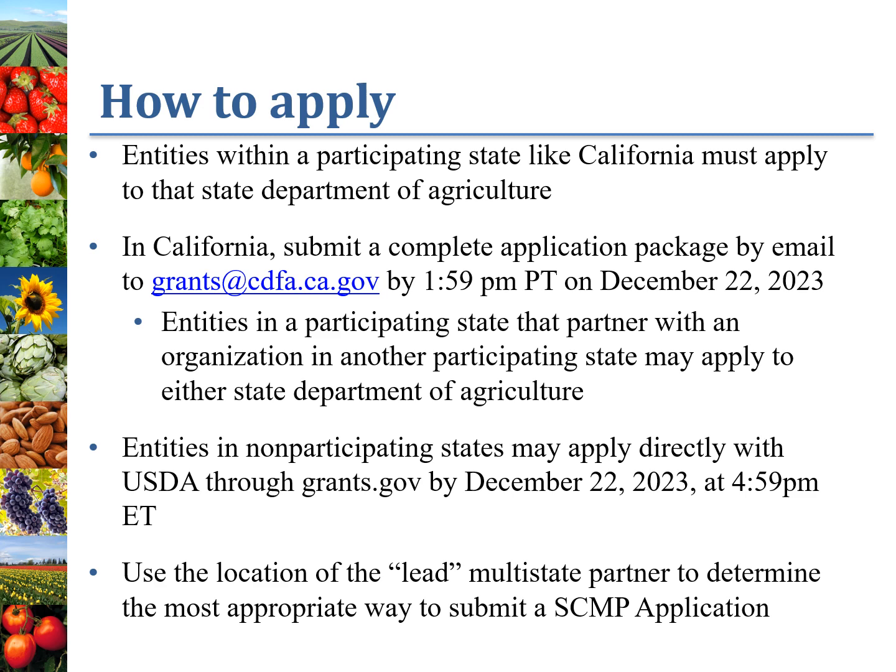Organizations in California cannot apply directly to USDA for the SCMP. Applications must be submitted to CDFA or another participating state if one of the other project partners is also in a participating state. Organizations in non-participating states may apply directly to USDA. If you're unsure which state to apply to or whether to apply directly to USDA, the lead partner's location should be the driver of that decision.